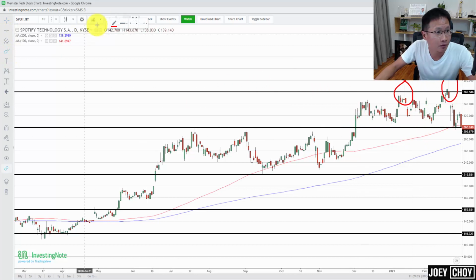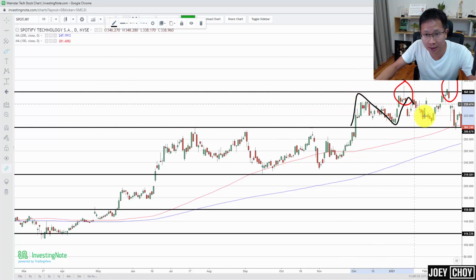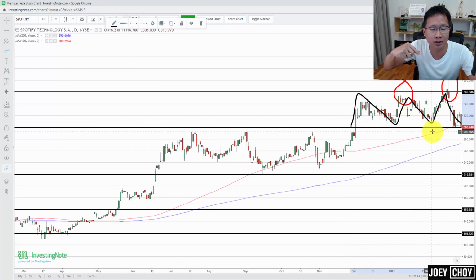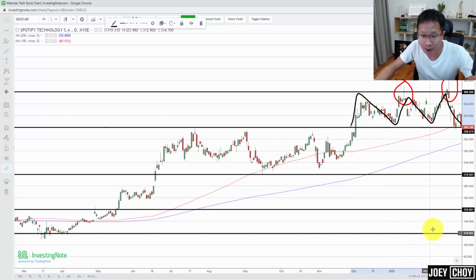Let me just draw it for you. You can see it moving up, swing down, swing up. We got the bearish candle, came down, swing up, bearish candle, came back down. So it's pretty much consolidating in this 300 to 360 range, and at that point in time it was somewhere around February, I would say March 2021.